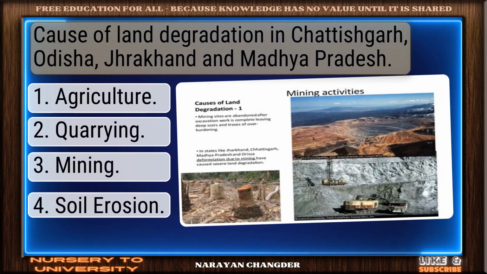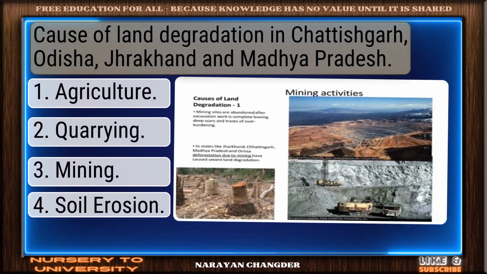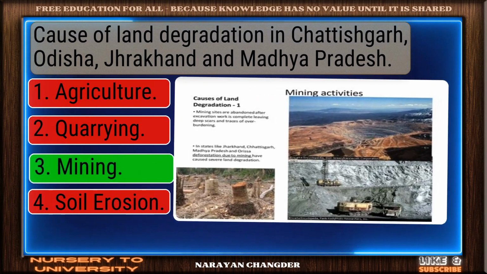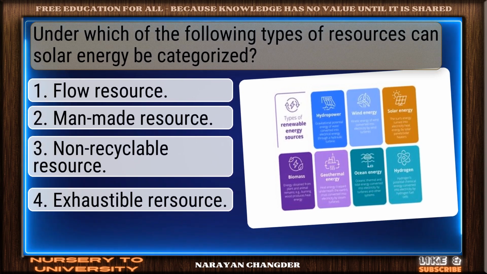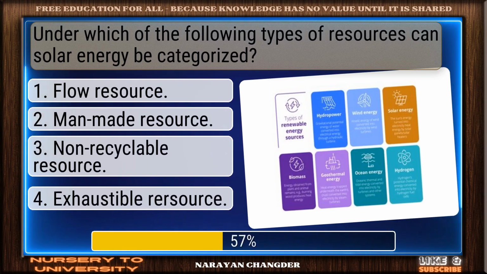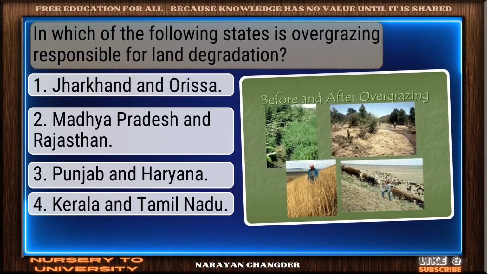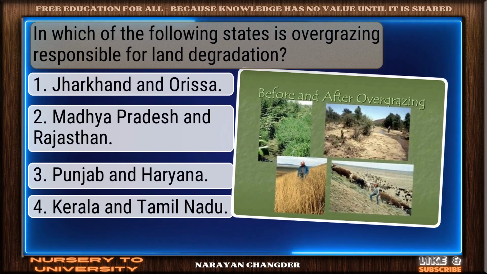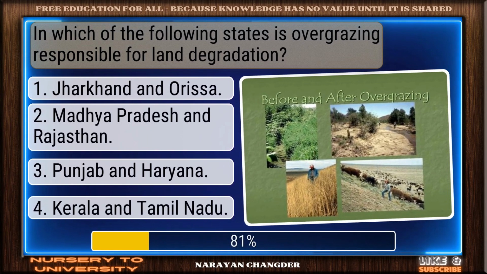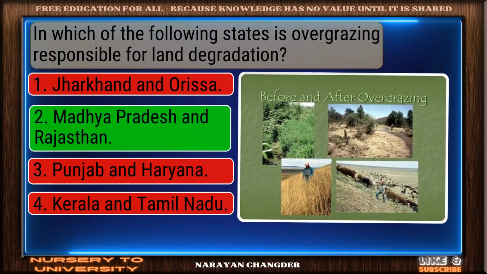Cause of land degradation in Chhattisgarh, Odisha, Jharkhand, and Madhya Pradesh. Well reasoned. Mining is correct. Under which of the following types of resources can solar energy be categorized? You chose flow resource. Correct. In which of the following states is overgrazing responsible for land degradation? Nice selection. Madhya Pradesh and Rajasthan is correct.